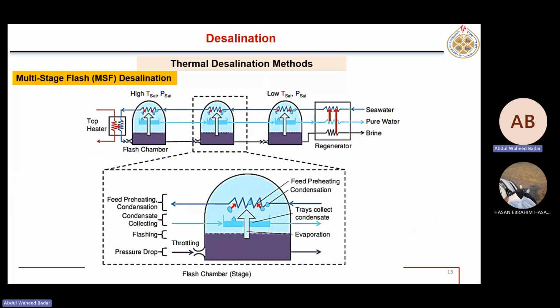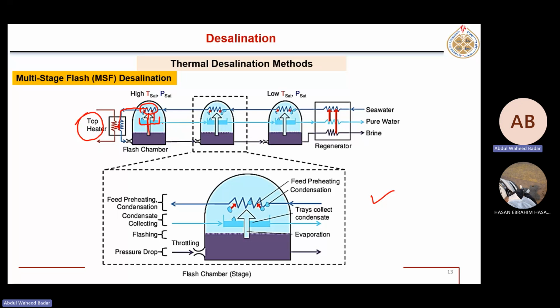The same phenomenon is again shown in a different way, in another schematic, right? Maybe this is easier for understanding. So here again, you see the same heat source. Here is the seawater, which is heated. So it's flashed, comes in contact with this colder coil, condenses. So here we have a separate collecting mechanism. Okay.